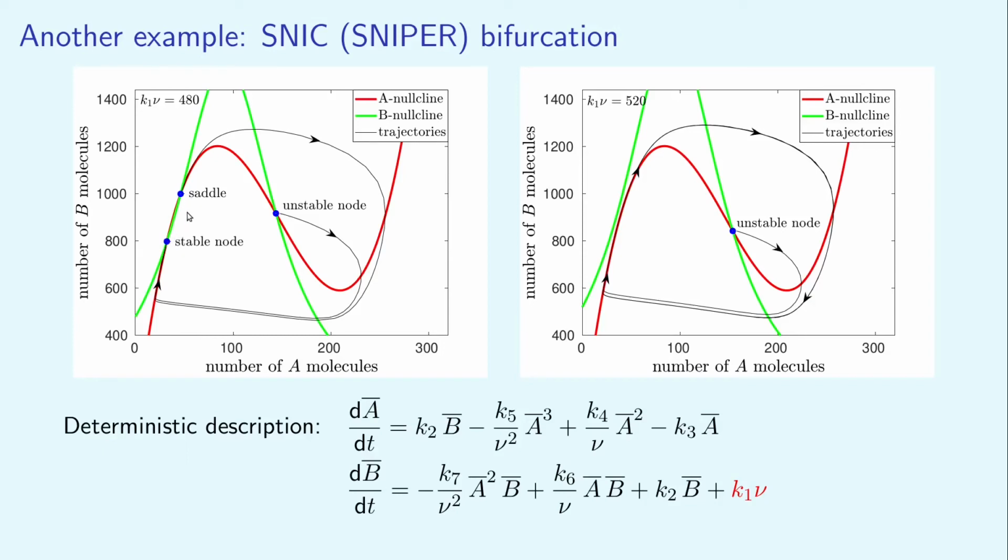So if we start with the right panel, where we have sustained oscillations, and we decrease the parameter value K1 nu towards the bifurcation point 488, then the speed of the oscillation slows down and the period will approach infinity.